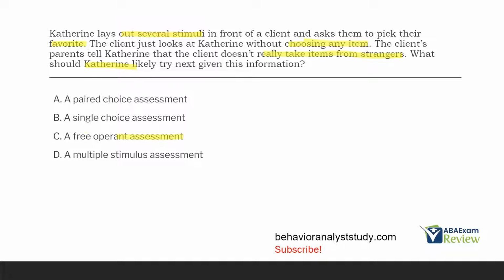And then D, a multiple stimulus assessment, is what she just tried. It was ineffective. We're going to go to the next thing. What is best given our situation? That's your job as the analyst. Catherine is going to try a free operant assessment.